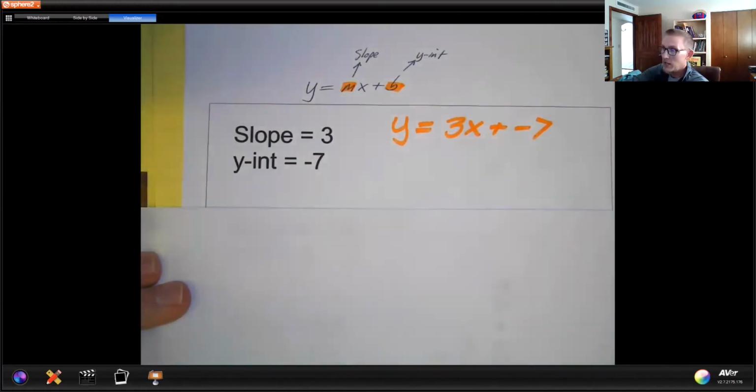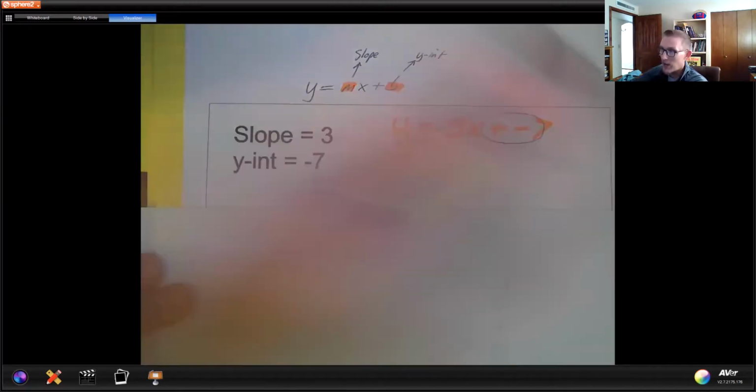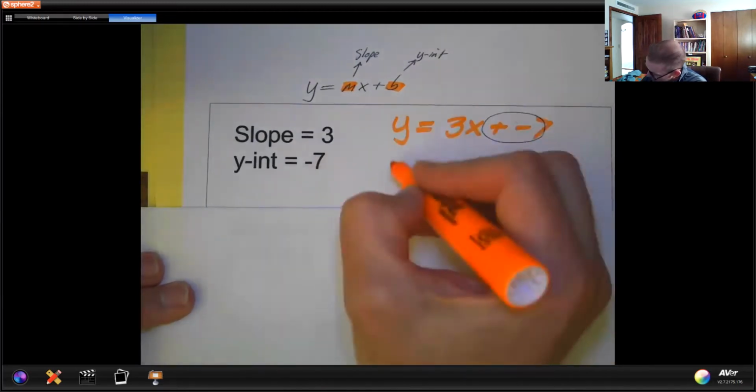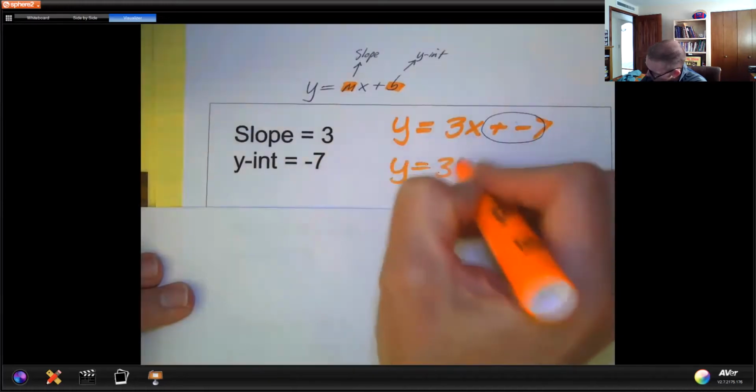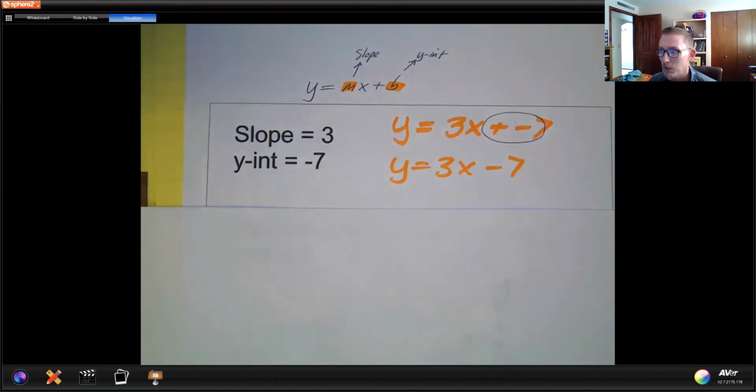Now this piece right here, and we've talked about it before, do not leave your answer with a plus and a minus. So the truth is, when I plug this in, the answer is simply going to be y equals 3x minus 7. I don't even need to put the plus and negative there. So all I'm doing is taking the 2 clues and plugging them in for m and b.